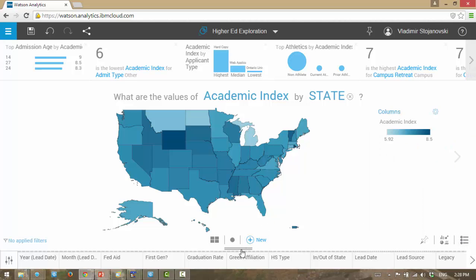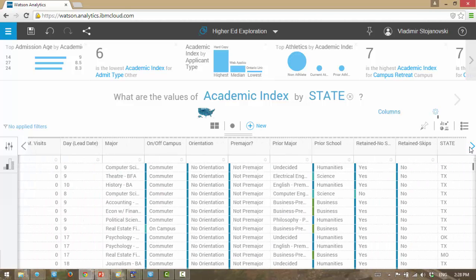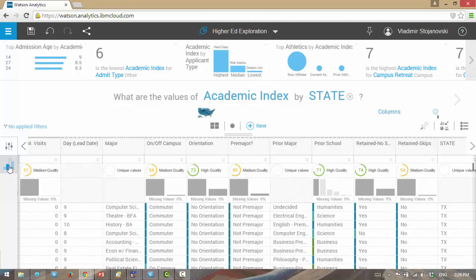Below the visualization is the source data. So as we interact and explore, this is the backup information or the background data behind what we're seeing on the screen. This is what our source data looks like. Watson Analytics has a very powerful data audit capability, and this capability allows us to quickly understand what the data looks like and how it's distributed. You will also notice a quality score on a per column basis.